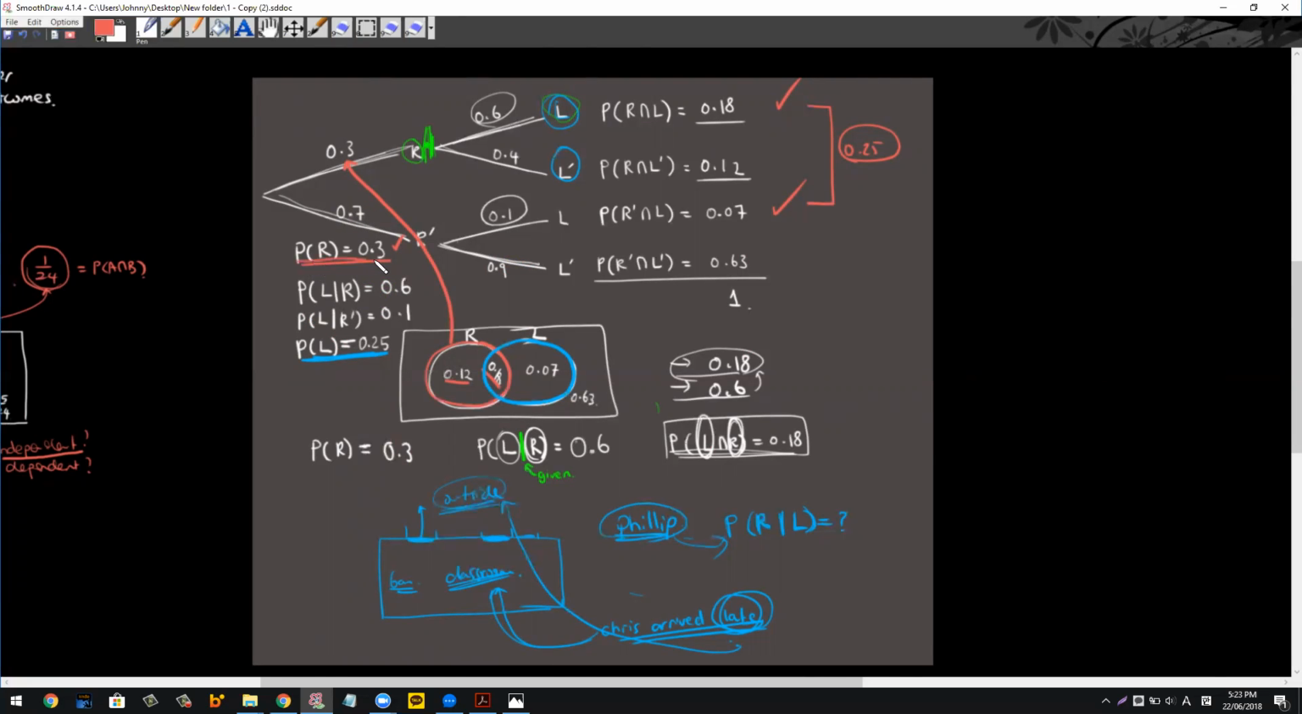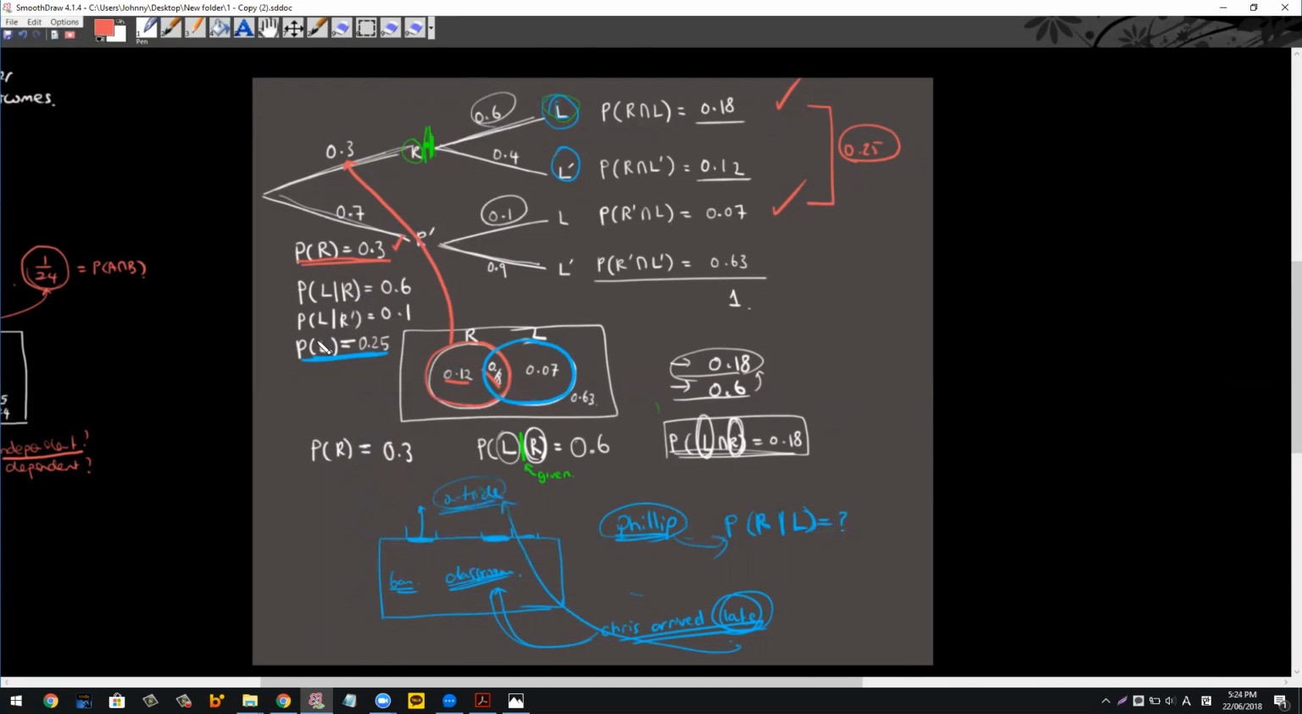And so that's why probability of rain is 0.3. As you can see, this one plus this one, this is 0.12, this is 0.18, and that's 0.3 there. And we talked about the conditional probability of late given rain. So probability of late given you are here, which means given it's raining, the probability of late is 0.6. And if it's not raining, probability of late is 0.1.